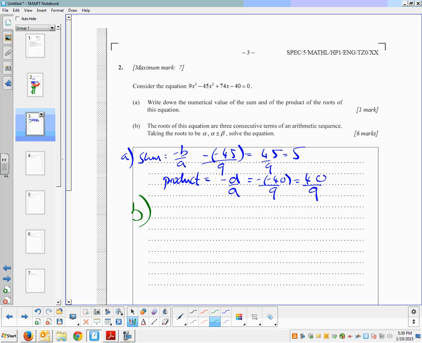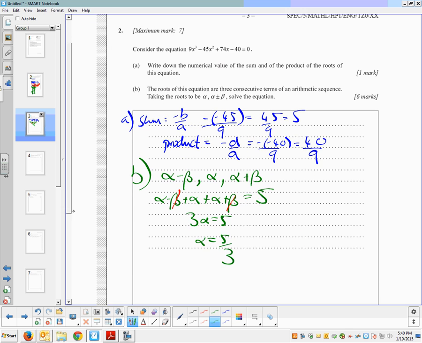So whatever the 3 roots are, they are alpha minus beta, alpha, and alpha plus beta. And I know that the sum of them is 5. So alpha minus beta plus alpha plus beta is equal to 5. Well, that just means I've got minus beta here, plus beta there. 3 alpha is 5, so therefore alpha must be 5/3. So that's how to get alpha. I still need to find beta.